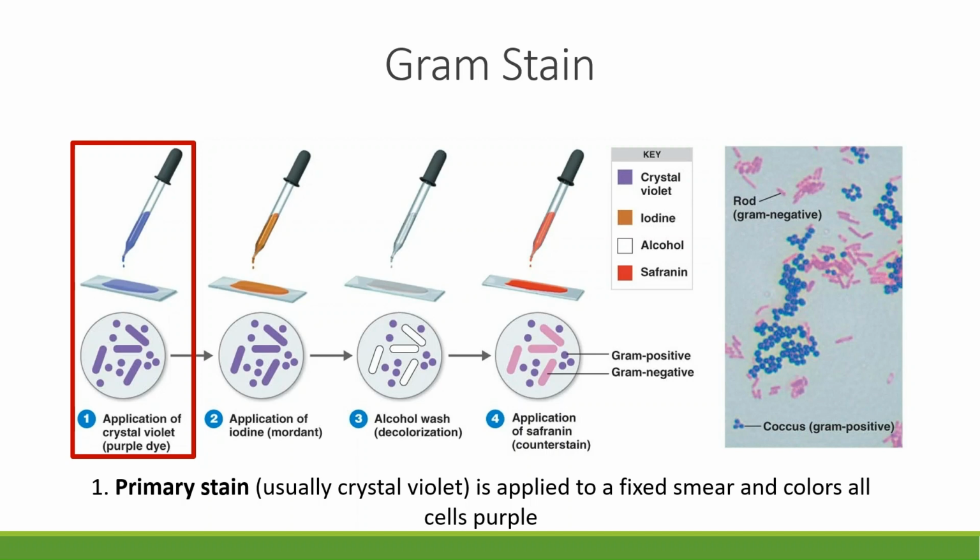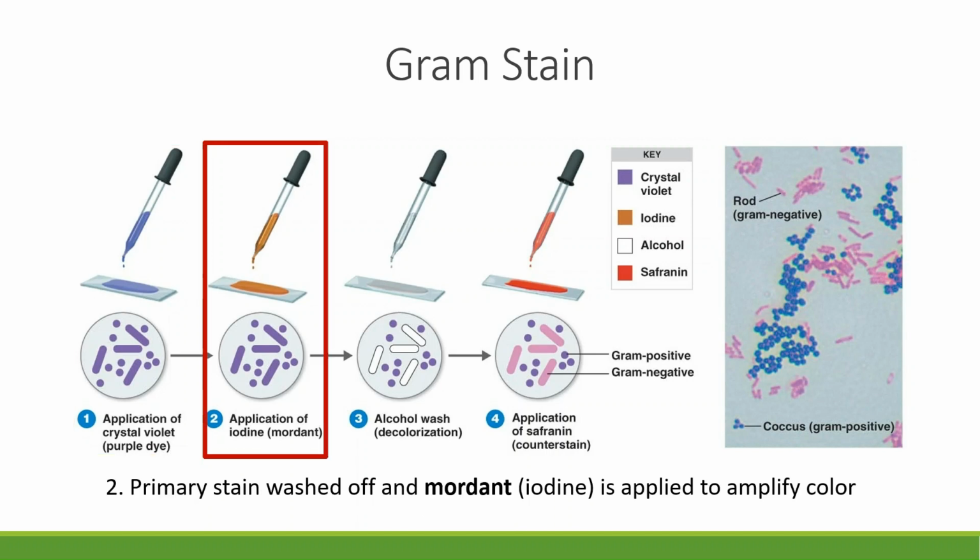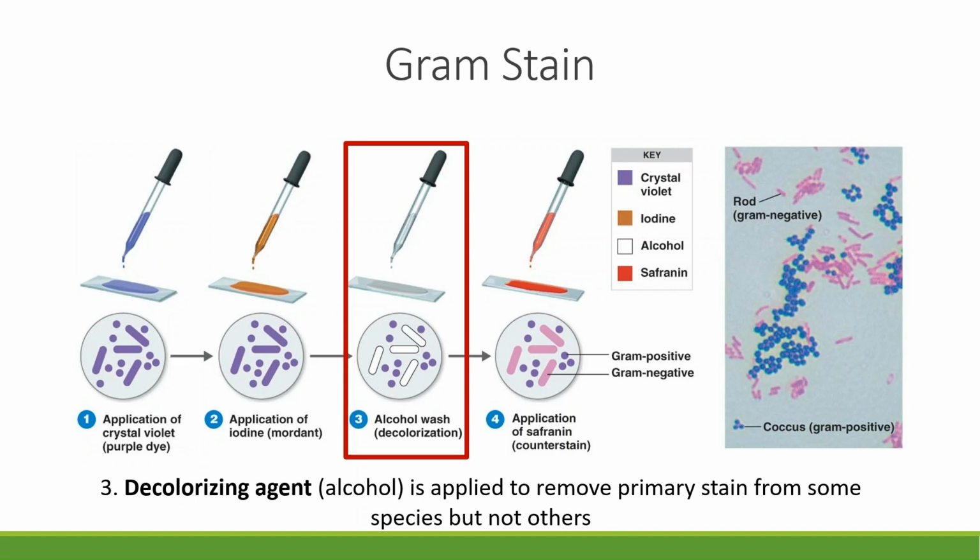The second step is the addition of a mordant. A mordant is an ion that binds to the dye and helps it to hold itself in place better. Sometimes we might even use just heat as a mordant, as in the acid-fast stain, which will come later. In this example, it's a chemical mordant called iodine. This creates what we call the crystal violet iodine complex. The next step in the process is to get rid of the primary stain from one type of cell so that we can apply our contrasting stain to those cells.